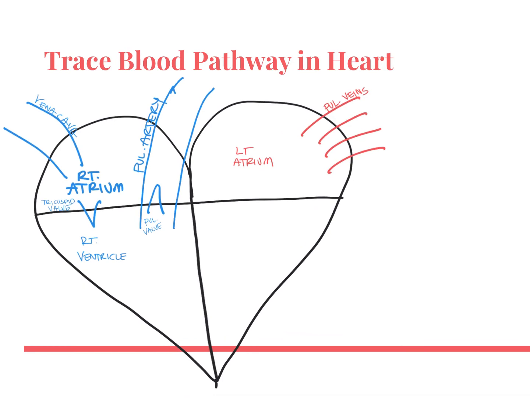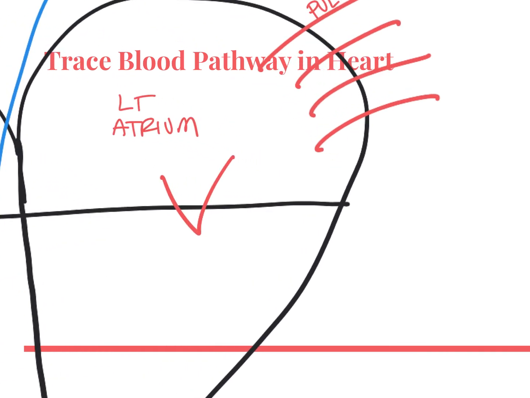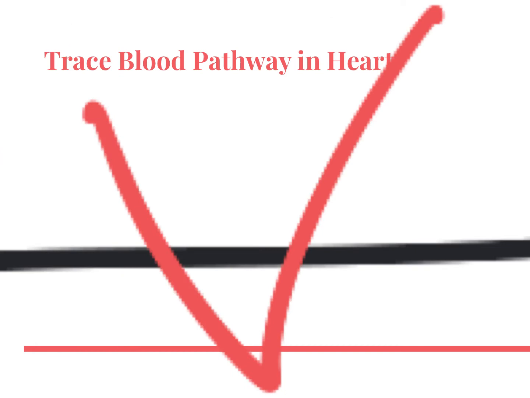Now right between the left atrium and the left ventricle, let's add a valve, and let's call it the bicuspid valve.